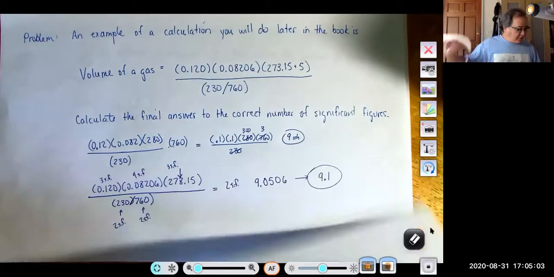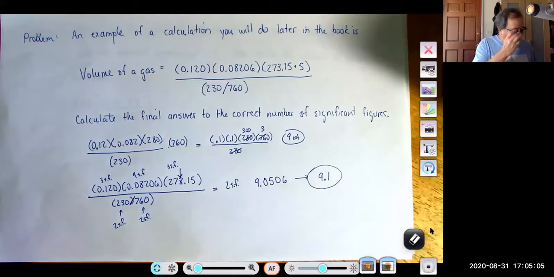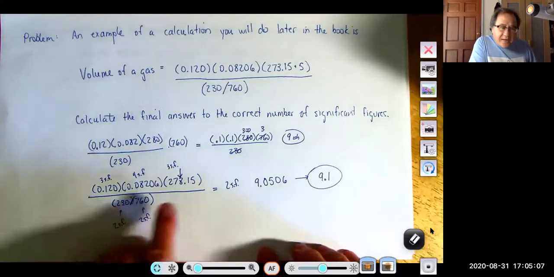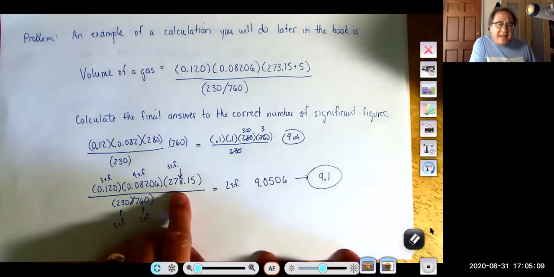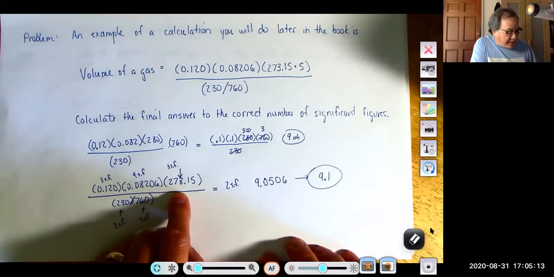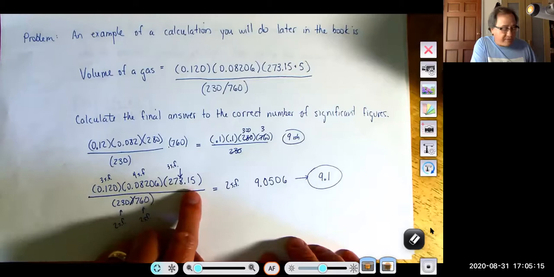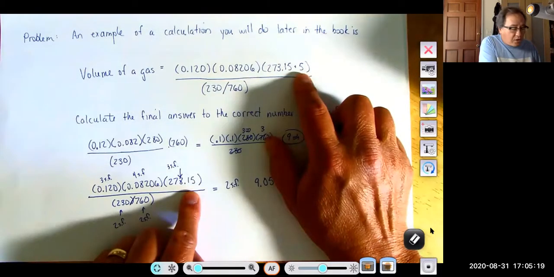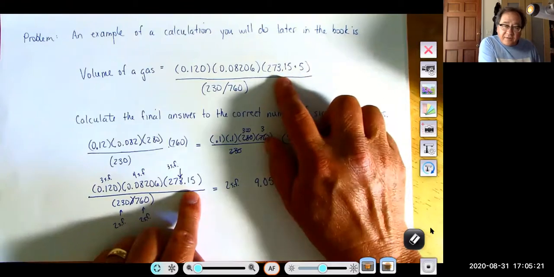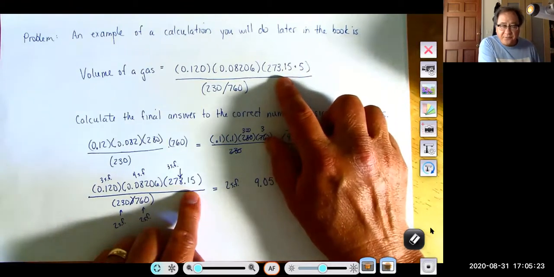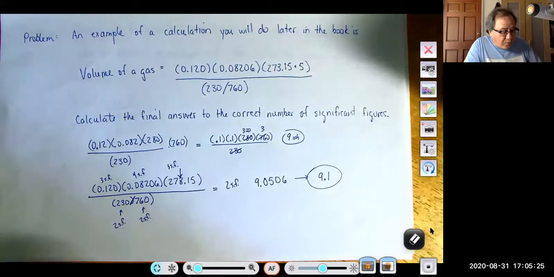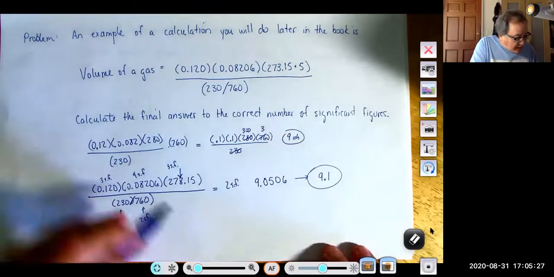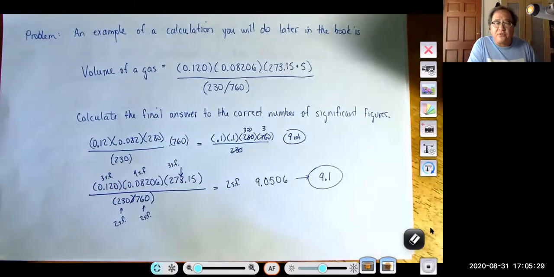Okay, so now let's take a look here. Now, notice what I did here. I did 273.15 plus 5 first, and I get 278.15. The 5 is only good to the ones, whereas the 273.15 is good to the hundredths. Which is less precise? The ones. So my little arrow tells me that's where I should round to if I were done. But I'm not done, so I don't round yet.